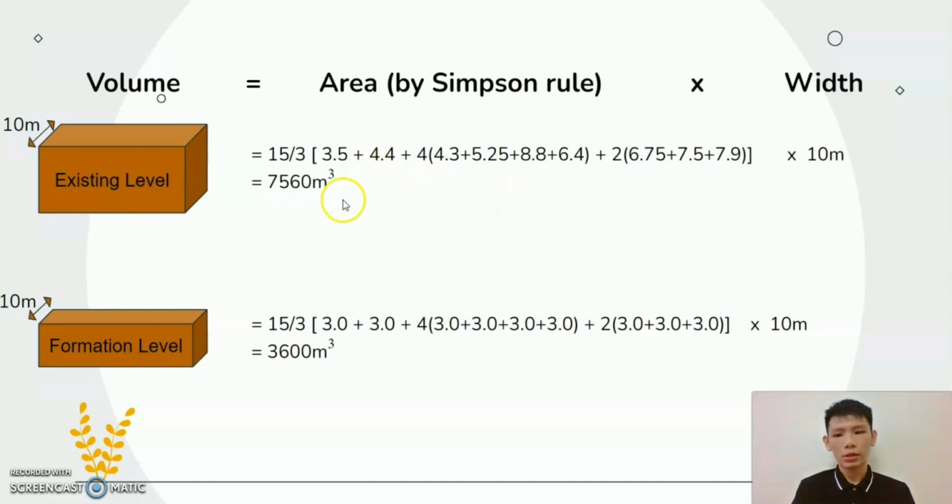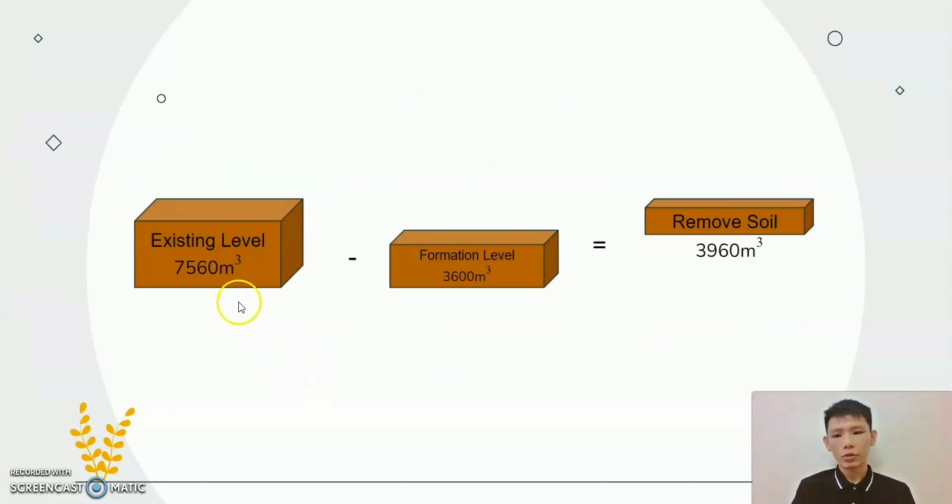So we can obtain the volume of existing level is 7,560 meter cube. And same with the formation level, just substitute the information into the Simpson rule formula, and we can obtain the volume. Volume is 3,600 meter cube. So after minus, we can obtain the volume of removed soil is 3,960 meter cube.